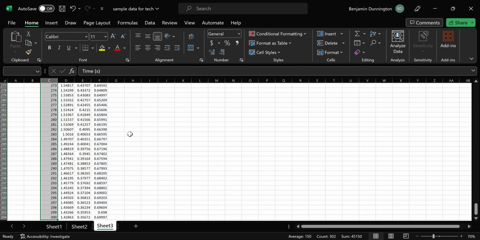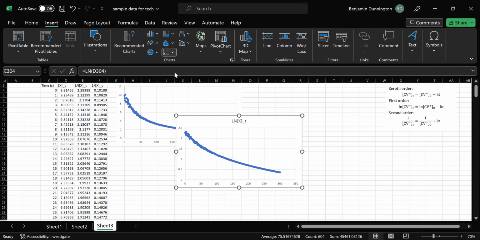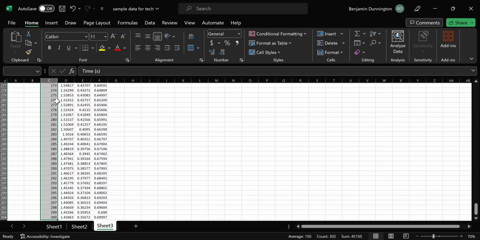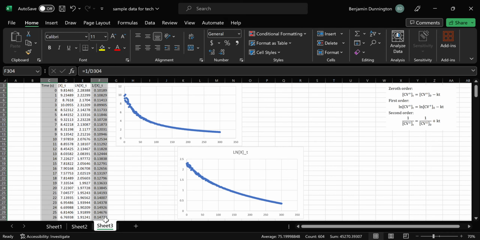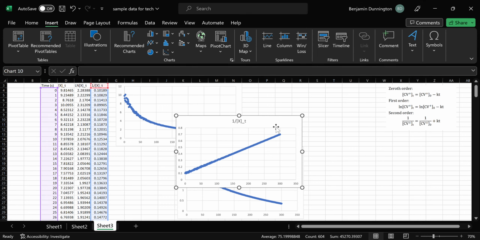Then I want to do the natural logarithm. Get that. Insert a graph. Okay, so I've got natural log. And I need to do all three always. I don't know what it's going to be. And then 1 over X, insert a graph for that.